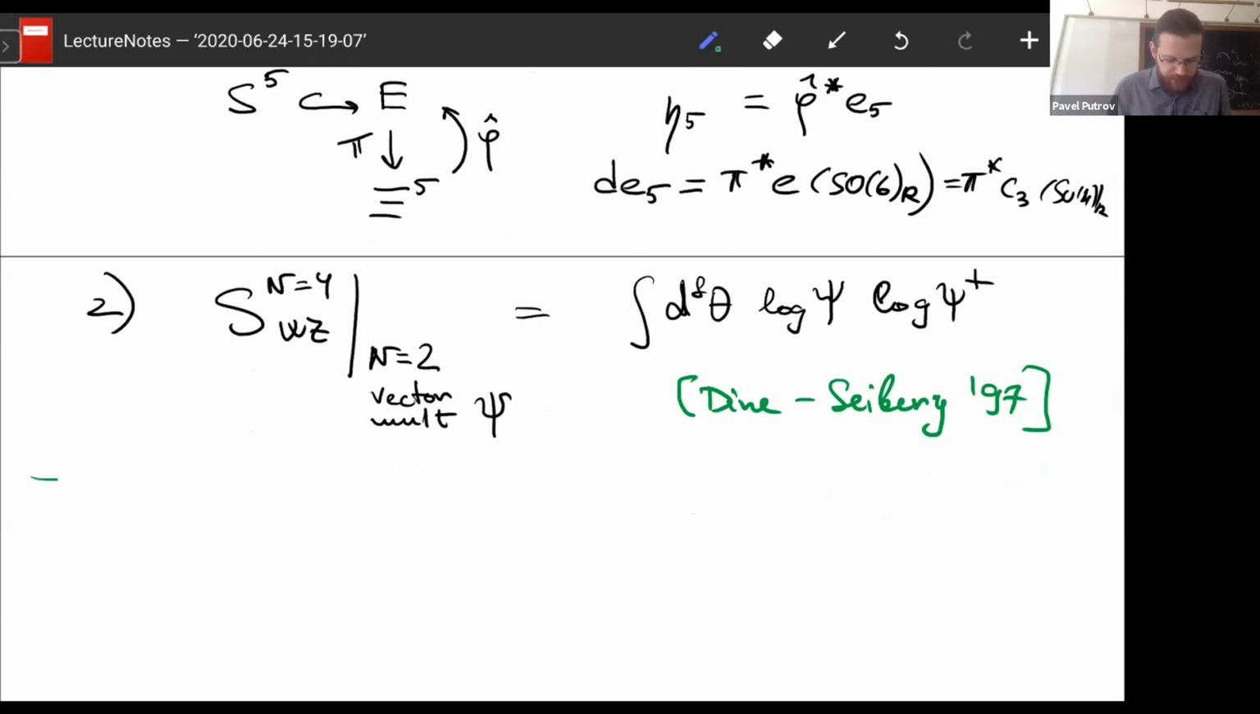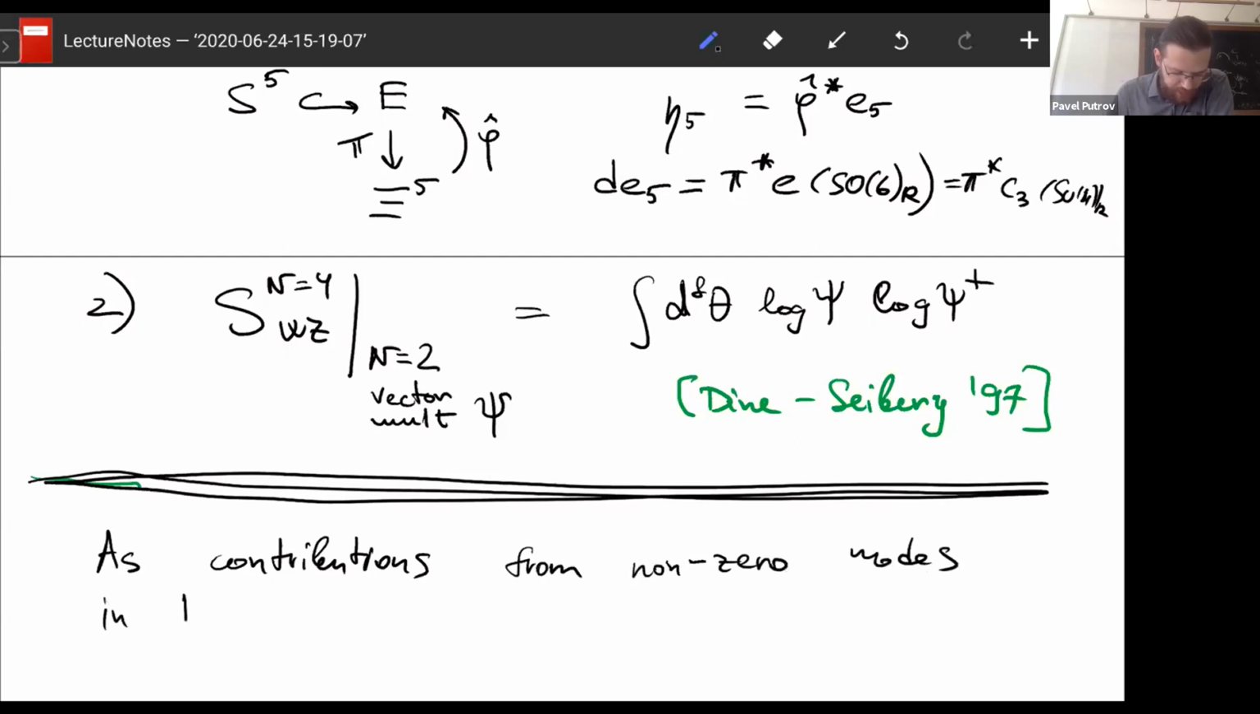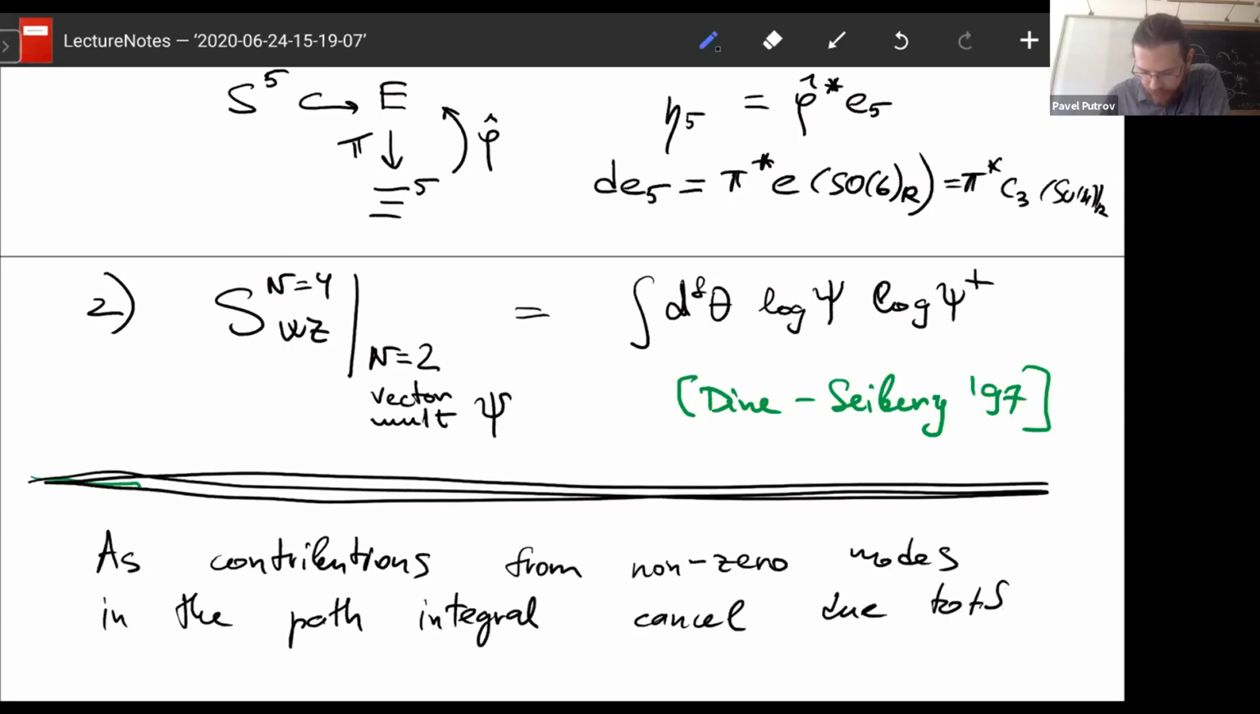Okay, so this was just remarks about this term. Now we can proceed. So as usual, I'm going to make the usual argument: contributions from non-zero modes in the path integral cancel due to supersymmetry.